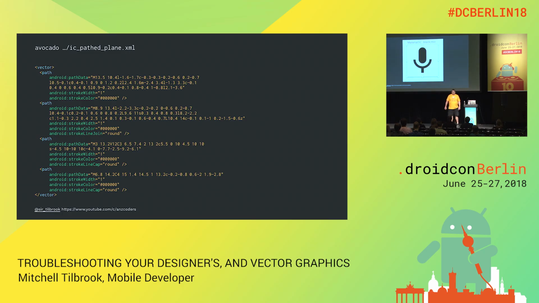So if we go back to, in this case, Sketch, we want to select the artboard. And the artboard is the big white thing behind our icon.